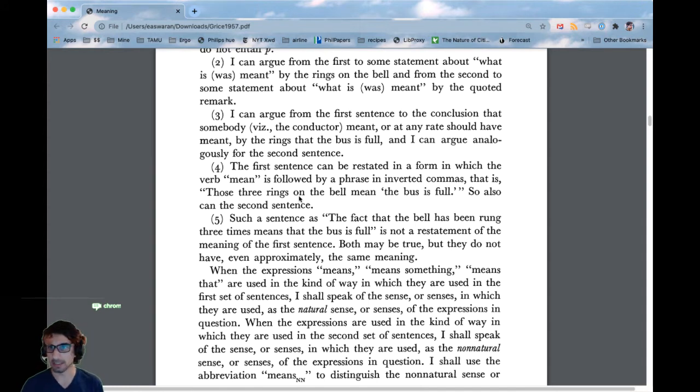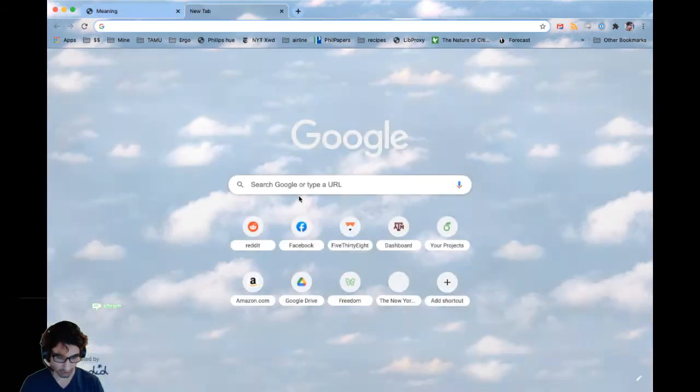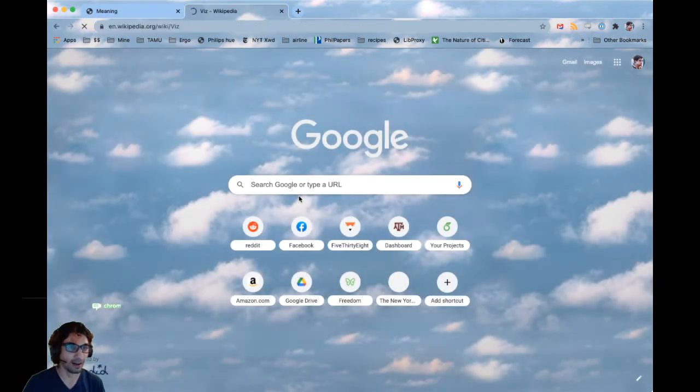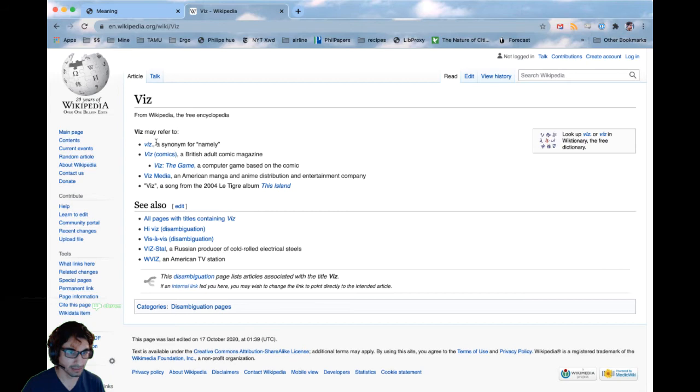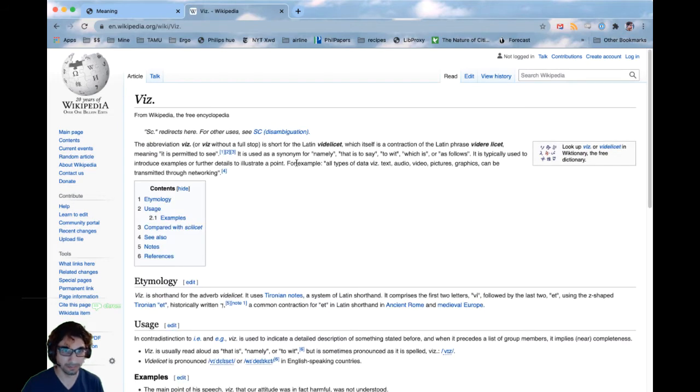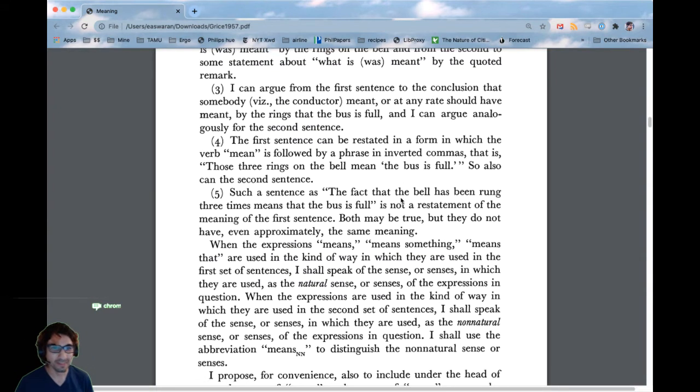And this word viz, it's one of those Latin abbreviations that I've never looked up. Maybe I should look it up right now. Let's see, viz, it's a synonym for namely, and it's short for Latin videlicet, or videre licet. It is permitted to see. Okay, that's weird, but always something good to know.